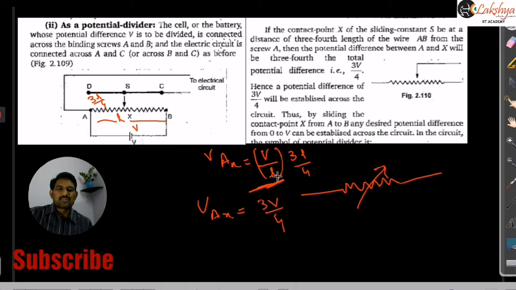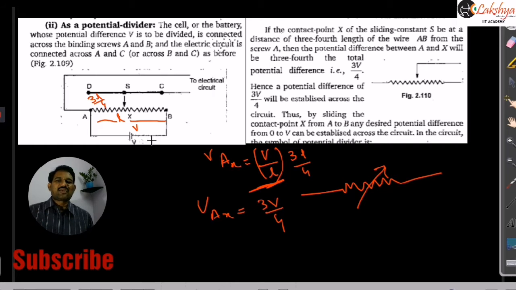So this V by L is nothing but our potential gradient here. Like we defined velocity gradient while discussing viscosity, and in fluids we also discuss pressure gradient. Velocity gradient means rate of change of velocity with the distance, and similarly pressure gradient means rate of change of pressure with the distance. Here similarly, it is the rate of change of potential difference with the distance. So potential gradient means potential drop per unit length. That is called potential gradient here.